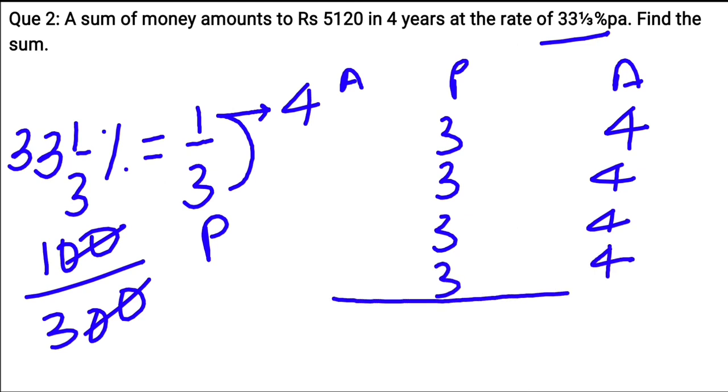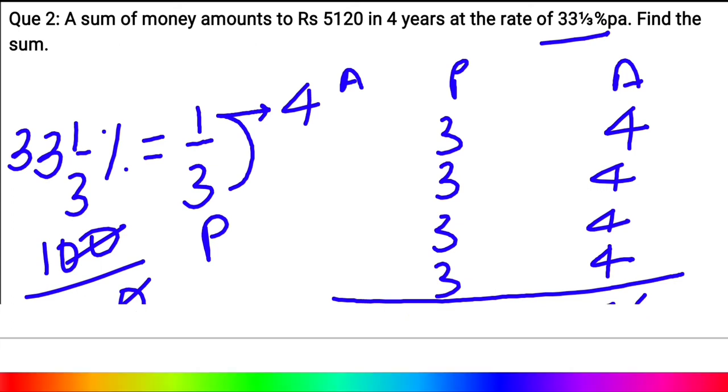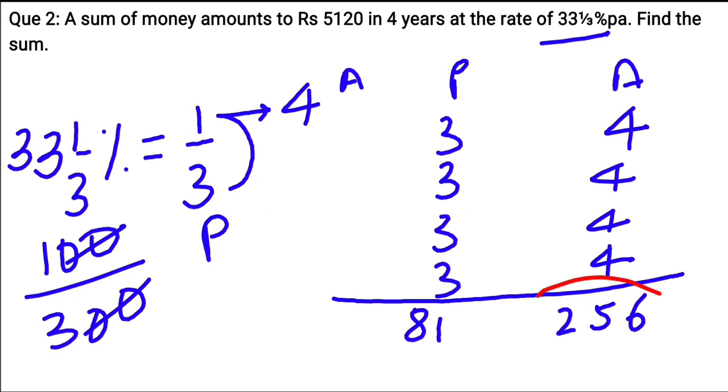Now we have to multiply these. So 3 into 3 into 3 into 3 is 81, and 4 into 4 into 4 into 4 is 64 into 4, which is 256. Okay, it means if you deposit 81 rupees, you receive 256 rupees after 4 years at this rate. I mean to say you receive this much money if you deposit this much money. But the thing is that you do not receive this much money. How much money do you receive?